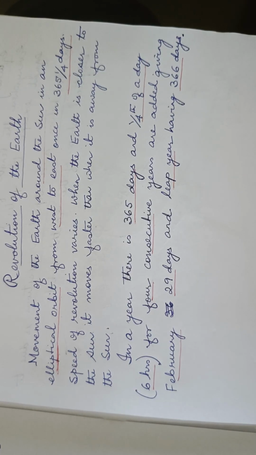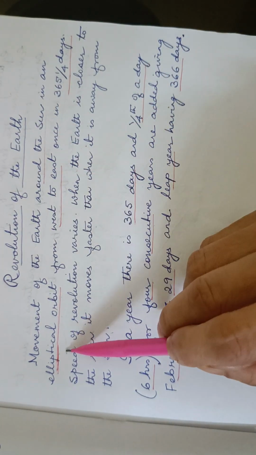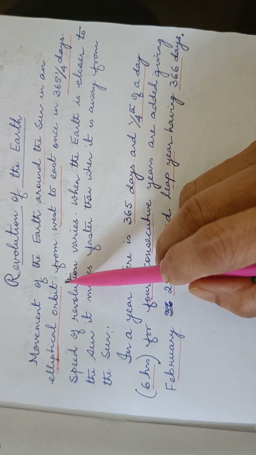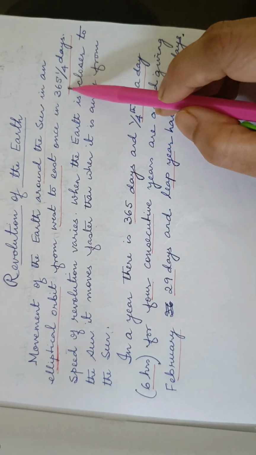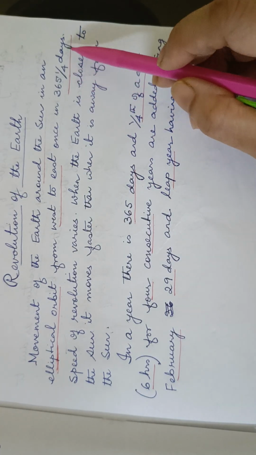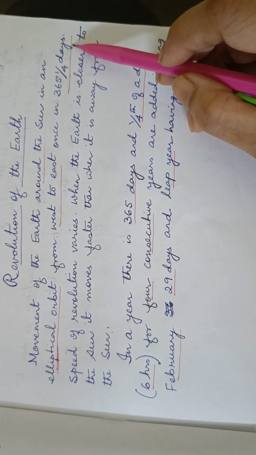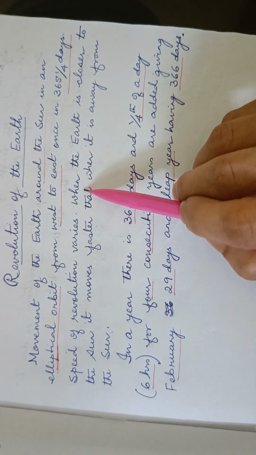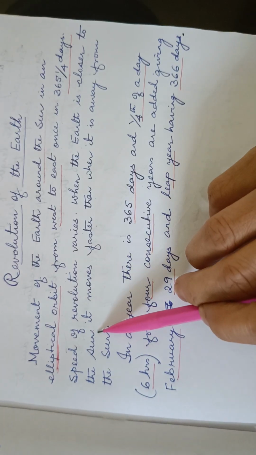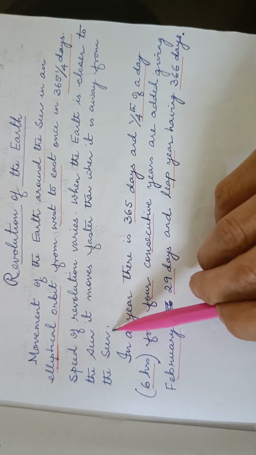I'm going to discuss revolution of the earth. That is again another motion of the earth. This movement of the earth is around the sun in an elliptical orbit. What is the direction? From west to east, once in 365 1/4 days, or you may write once in 365 days 6 hours. This speed of revolution varies. When the earth is closer to the sun, it moves faster than when it is away from the sun.